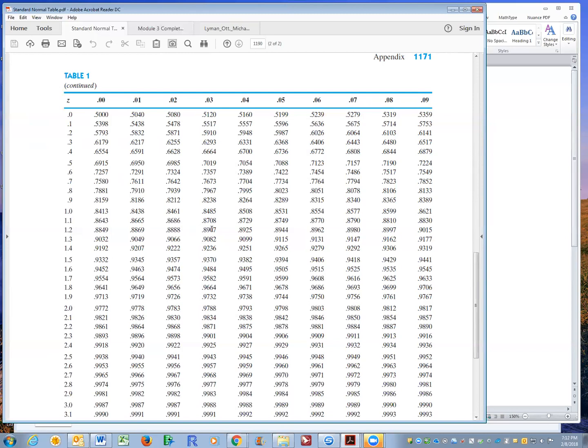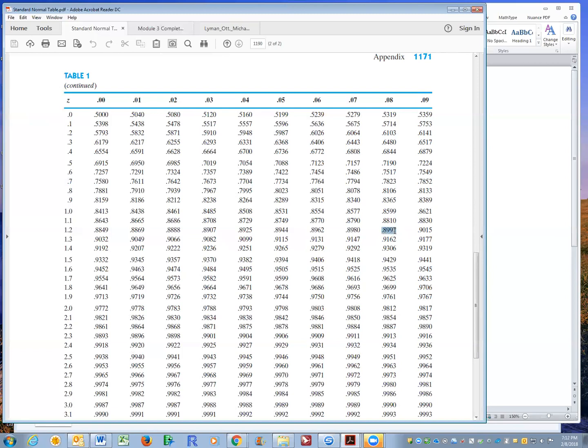You notice these values are increasing here, so 0.8907, 0.898, 0.8997, 0.9015. Now, the true value of Z sub 0.10 is really somewhere between 1.28 and 1.29. But for our purposes, if we just find the Z score that has a left area that's closest to what the question's after, that's good enough. So this number here, 0.8997, is closest to 0.90.